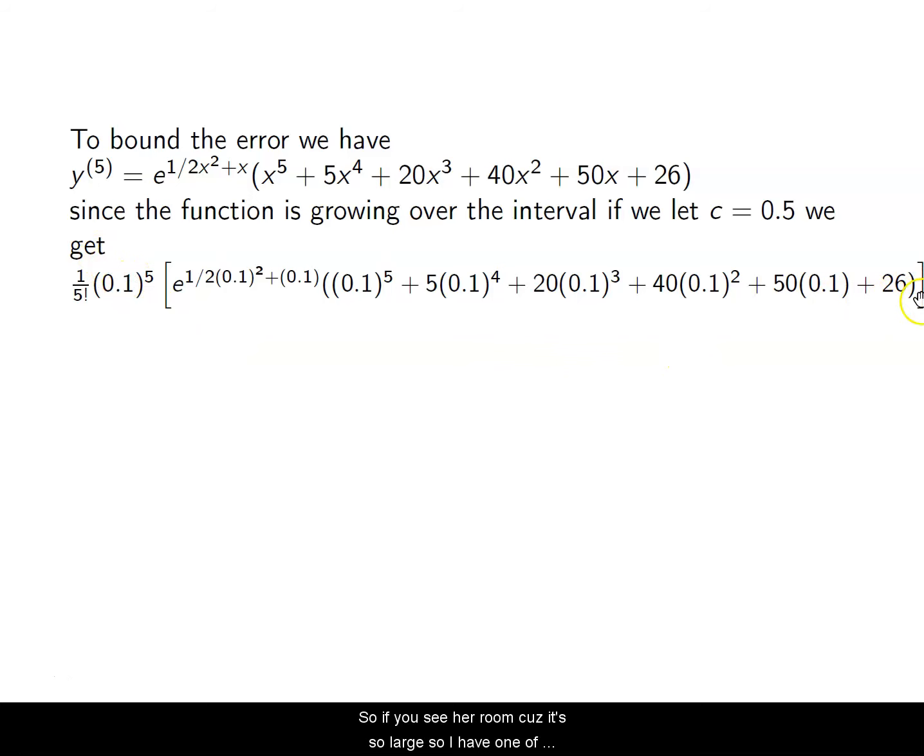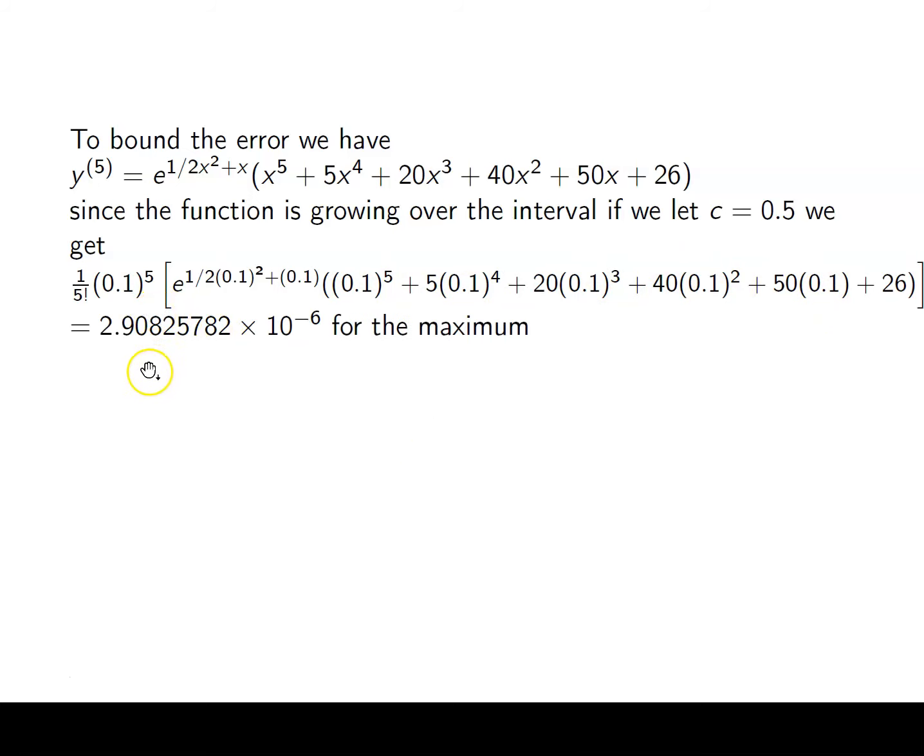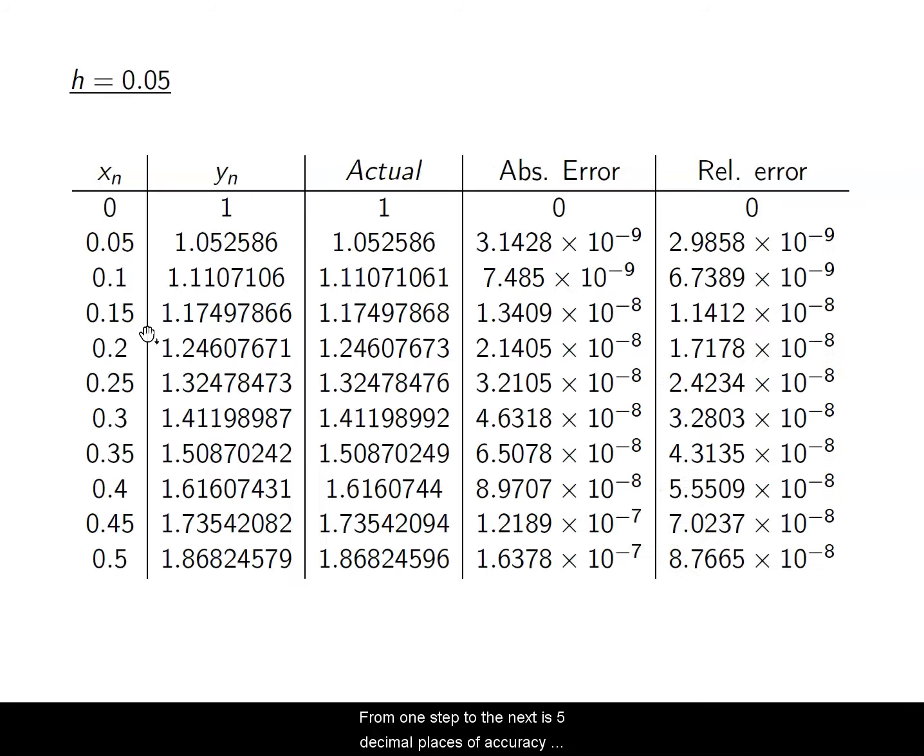If you see here, I almost ran out of room because this polynomial is so large. So I have 1 over 5 factorial times h to the 5th power, because that's the order of this method for the local truncation. H to the 5th, n equals 5. I have my 5th derivative of my solution, and that will help me to bound my error. So the maximum error I should get here from one step to the next is 5 decimal places of accuracy, and I'm pretty sure that we have that.